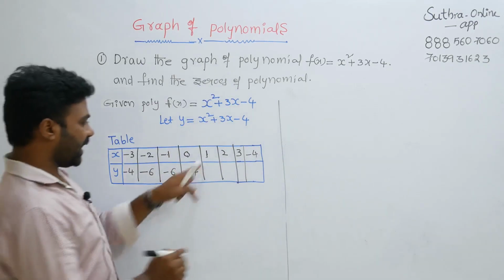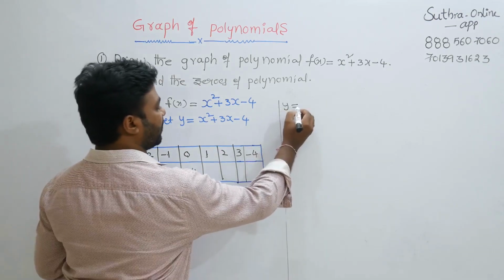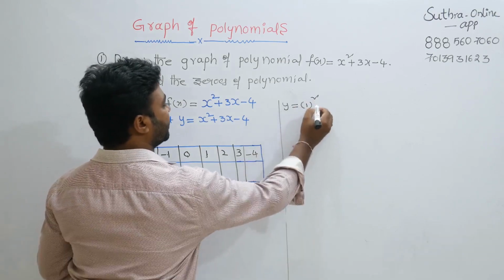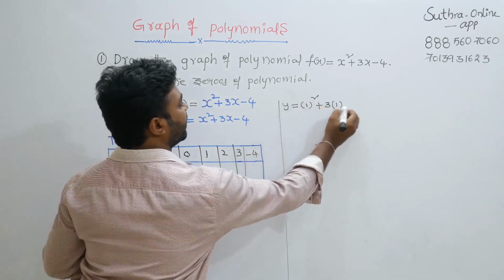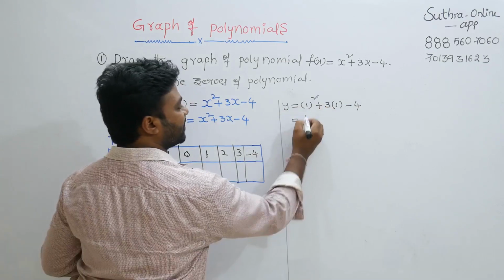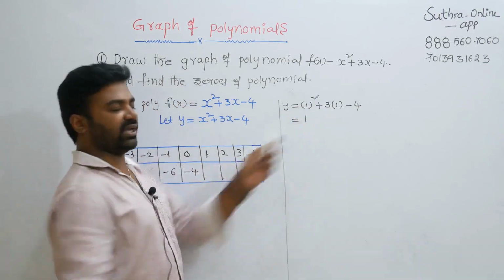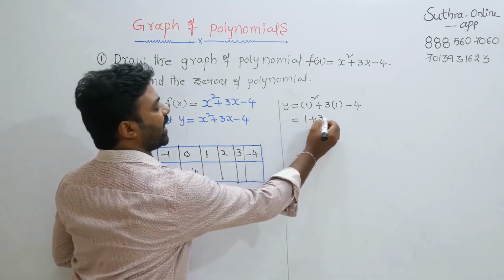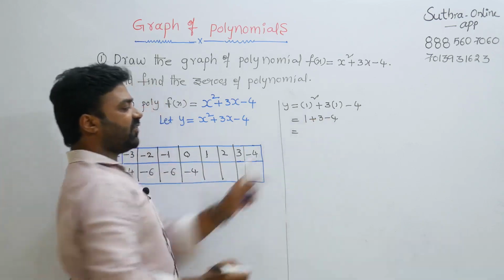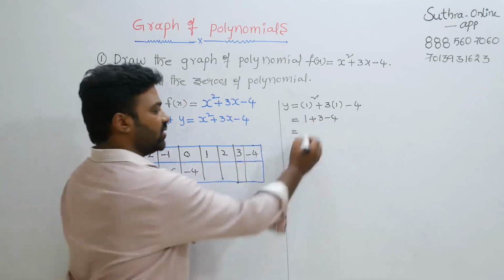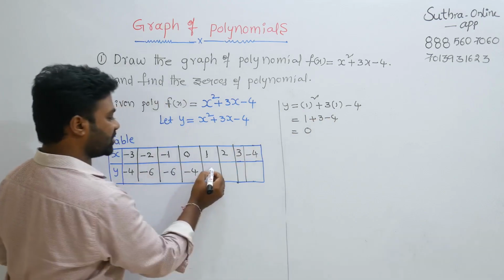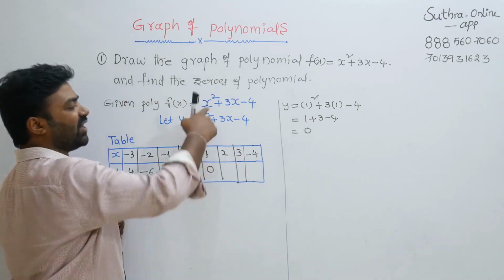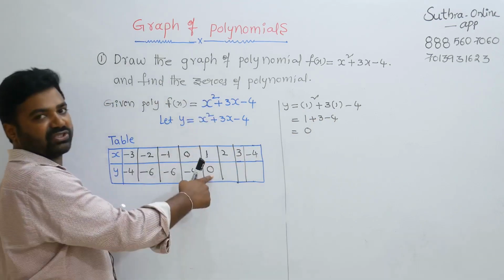Now I am taking x equal to 1. Then y equals 1 whole square plus 3 into 1 minus 4. Now it is 1. Here 3 into 1 is 3. 1 plus 3 minus 4. Now 1 plus 3 is 4. 4 minus 4 is 0. So x is equal to 1, y equal to 0. 1 is a zero of this polynomial. That's why we got y value 0.